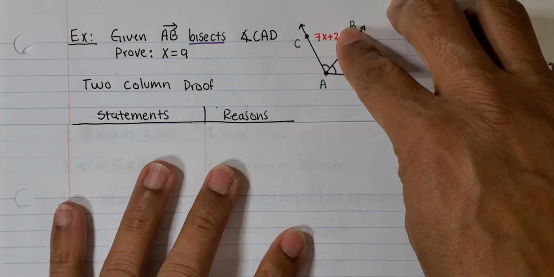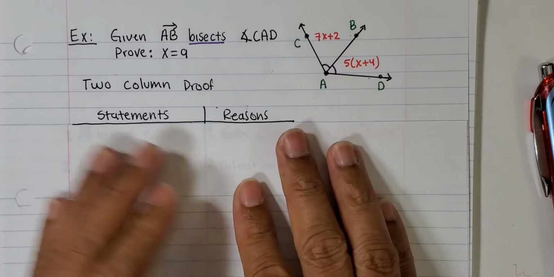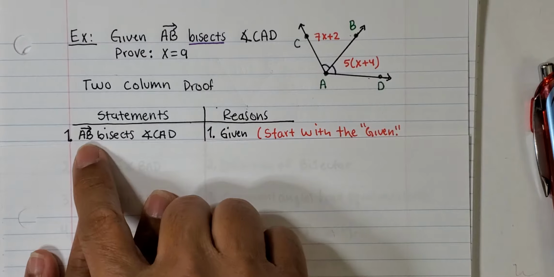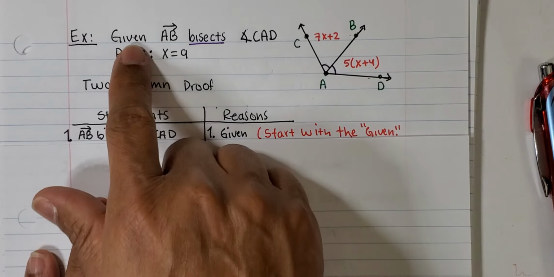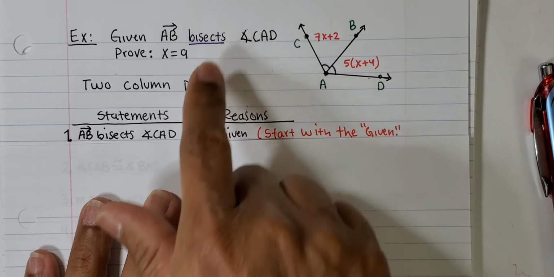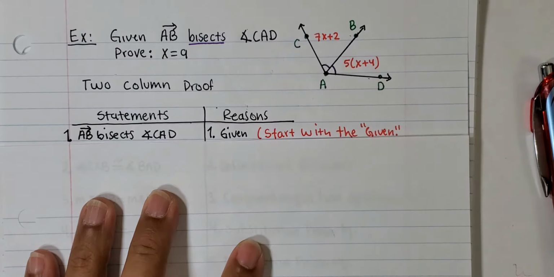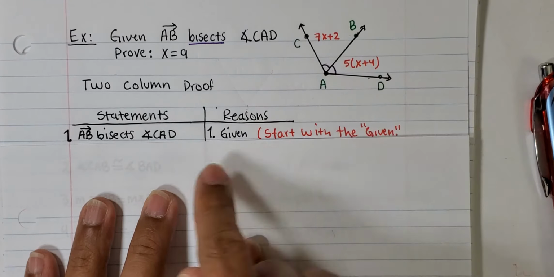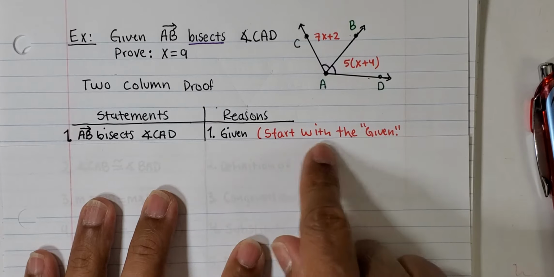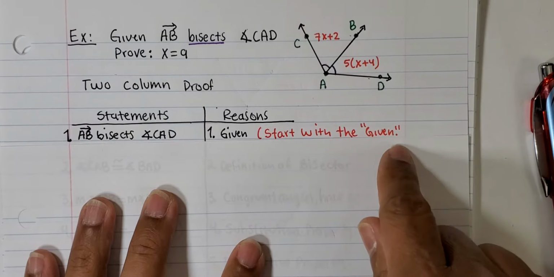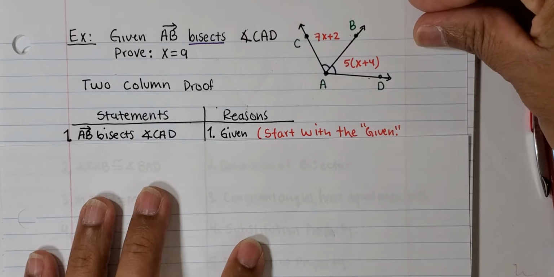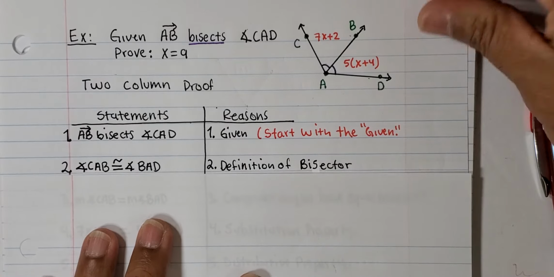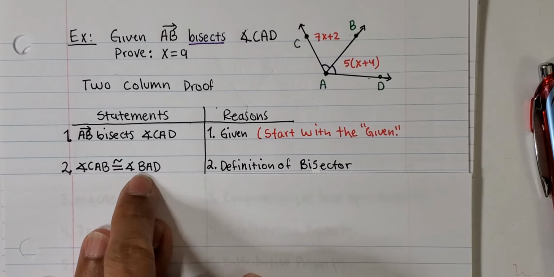The first statement you always make is the given, okay? So I'm given AB bisects angle CAD. That's right here. Angle CAD again is the big angle, and AB is cutting this angle in half. So that's given, and we always start with the given. Keep that in mind. That's very important.